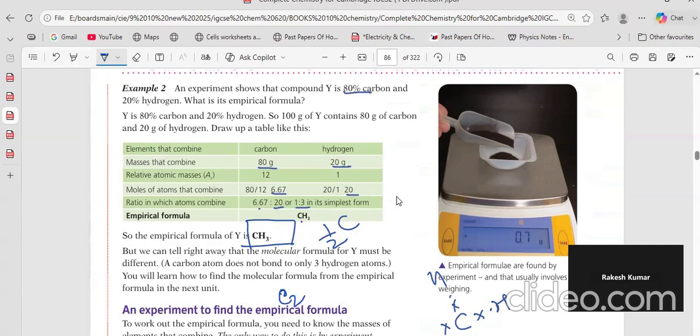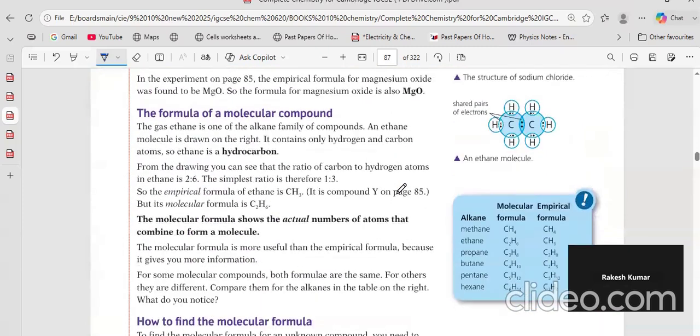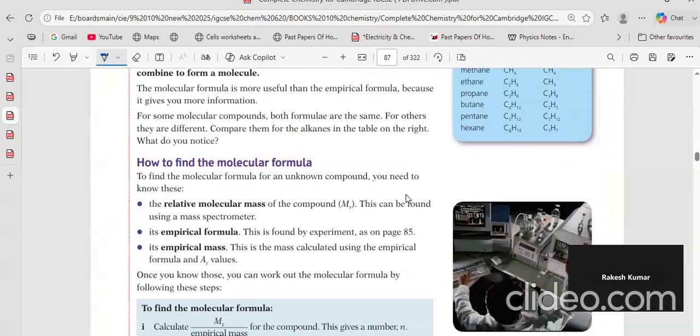It could be C2H6. It could be C4H12 or something like that. It can't be this. So if you know the molecular formula, then you can find. So the empirical formula of ethane is CH3, but its molecular formula is this. How do we find that? If we know the molecular weight, the relative molecular mass, that can be found by different ways.